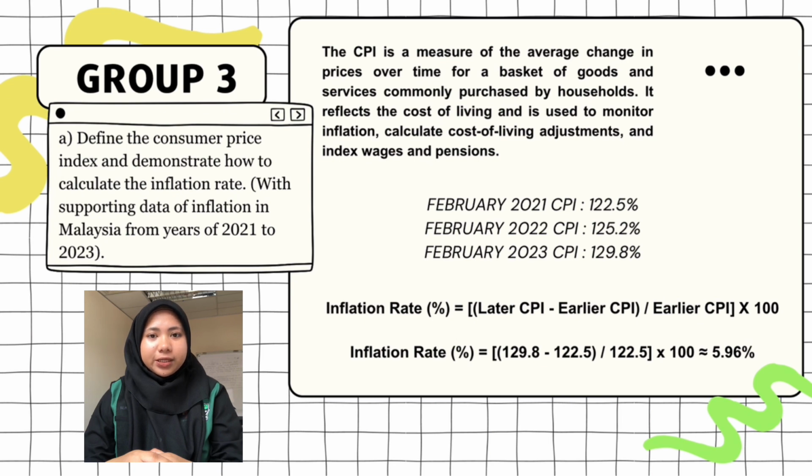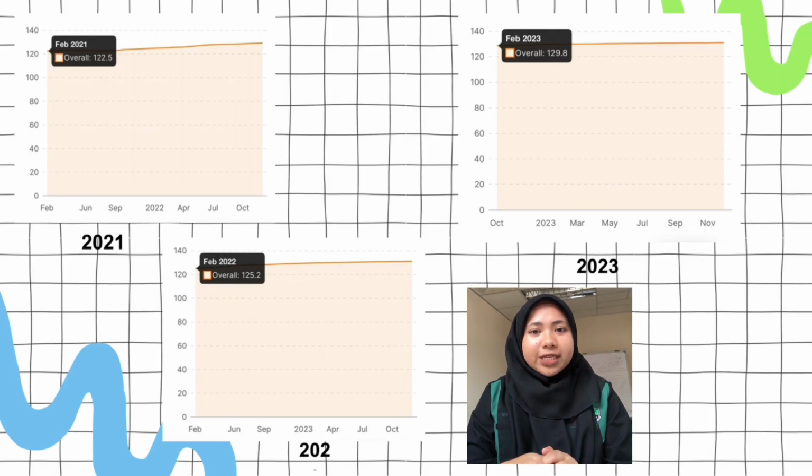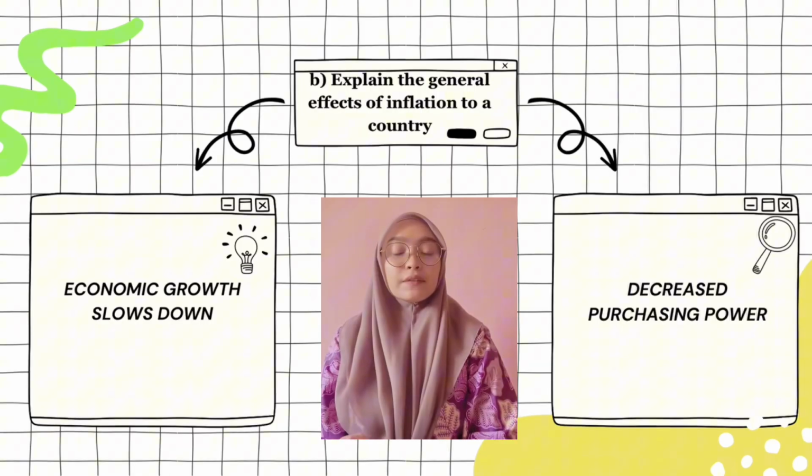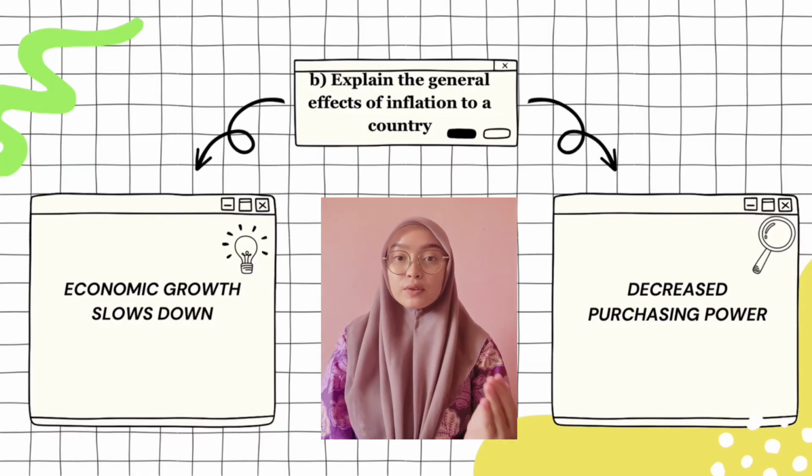So 129.8 is the latest CPI minus the yearly CPI, which is 122.5, divided by the yearly CPI, which is 122.5, times 100%, and equals 5.96%. On this slide, we can see the inflation rate from 2021 until 2023. So, the first effect is that economic growth slows down.